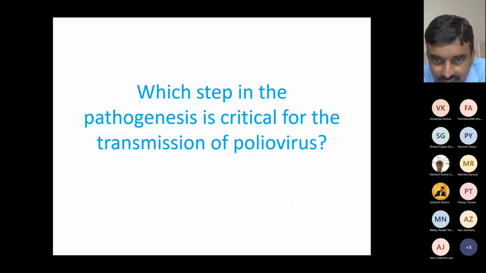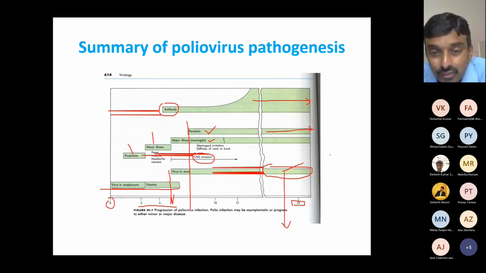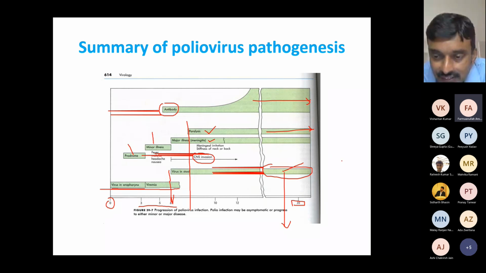Now, okay, I put this here. Which step in this pathogenesis is crucial for transmission? Anybody wants to answer this from this cartoon? Guys? So the step that you just mentioned, that's right.